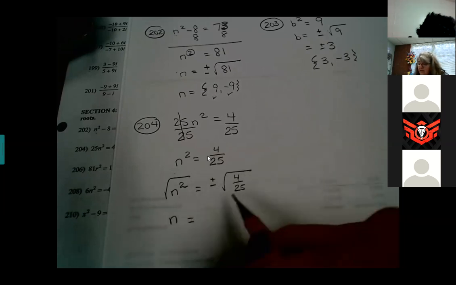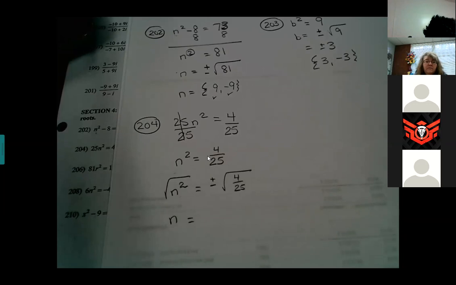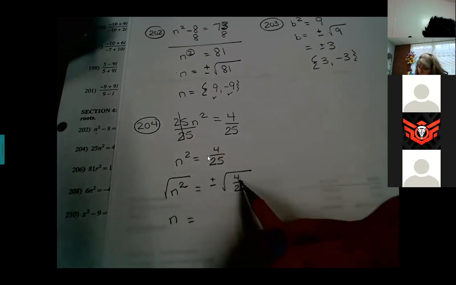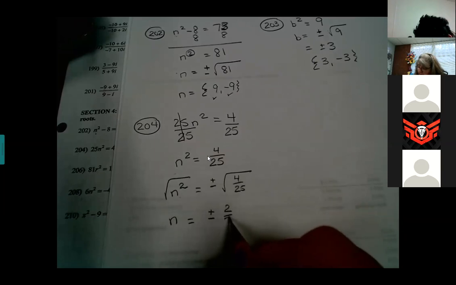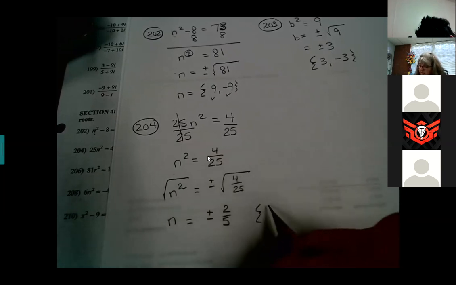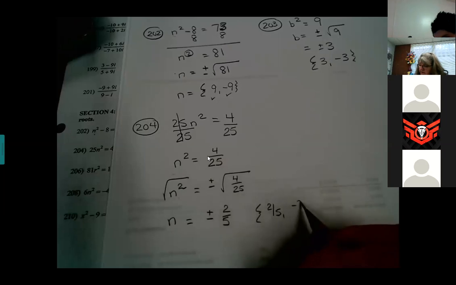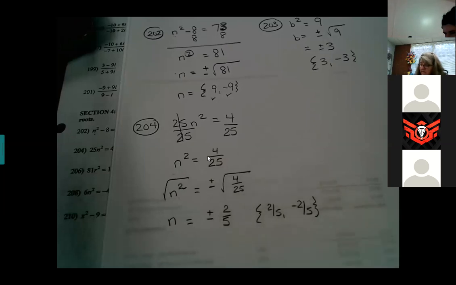Now we got to do the square root of 4/25ths. 2/5. Yep, the square root of 4 is 2. The square root of 25 is 5. So my answer to this problem is positive 2/5, negative 2/5.